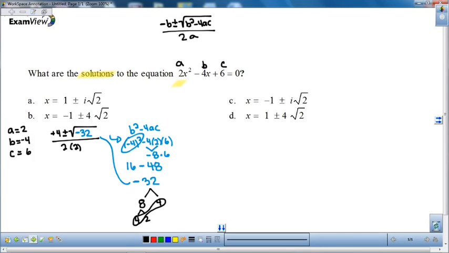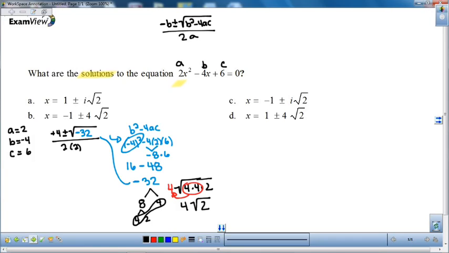I can rewrite this as the square root of 4 times 4 times 2. So here's my pairs. That's going to go on the outside. So I'm left with 4 square root of 2.